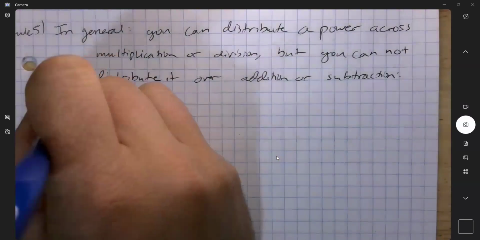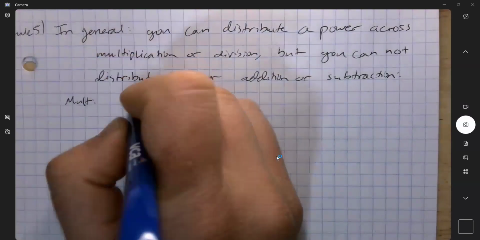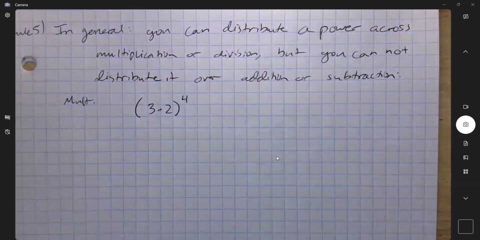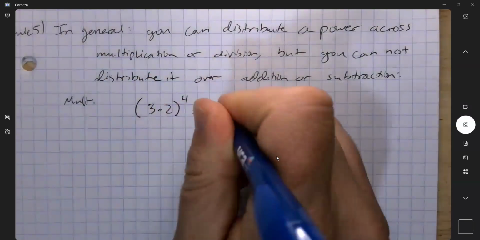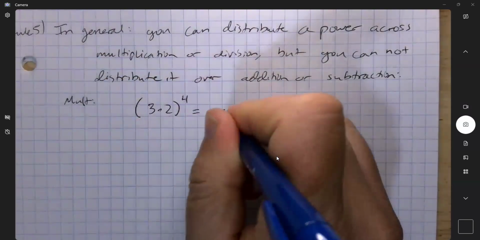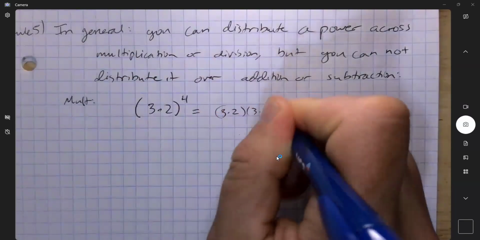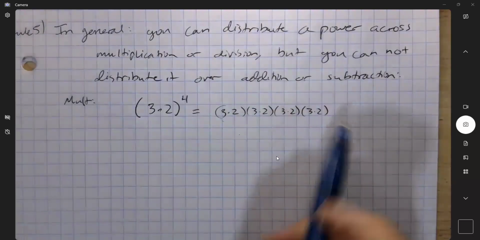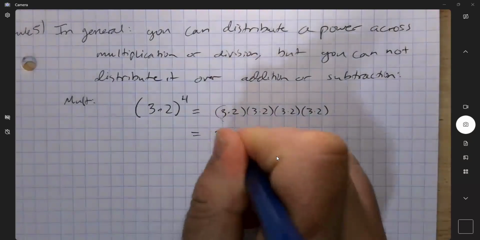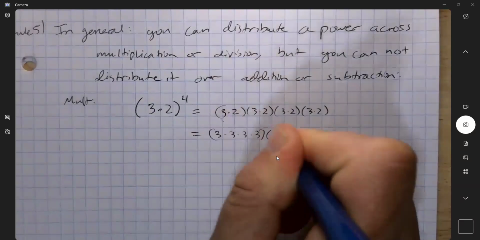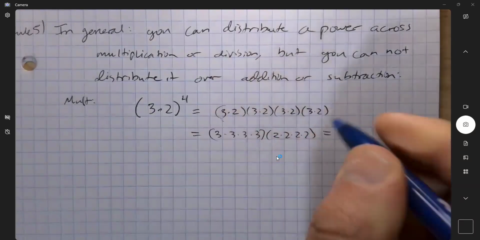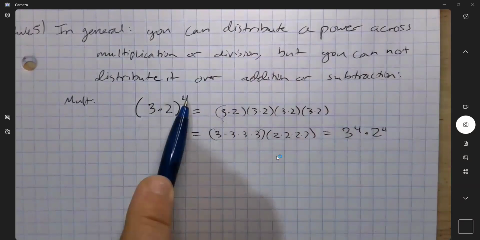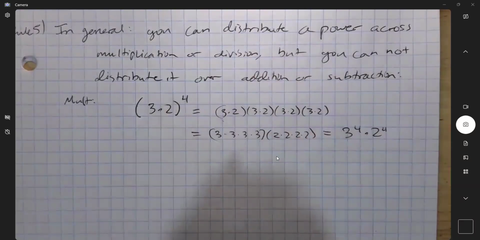So let's look at multiplication first. If I have 3 times 2 and I raise the whole thing to the 4th power, the rules of exponents say that I'm taking the 3 times 2 and multiplying it by itself 4 times. And since it's all multiplication all the way across, I can just rearrange that to 4 3s times 4 2s, which is 3 to the 4th times 2 to the 4th. And I have distributed the power onto the 3 and onto the 2.